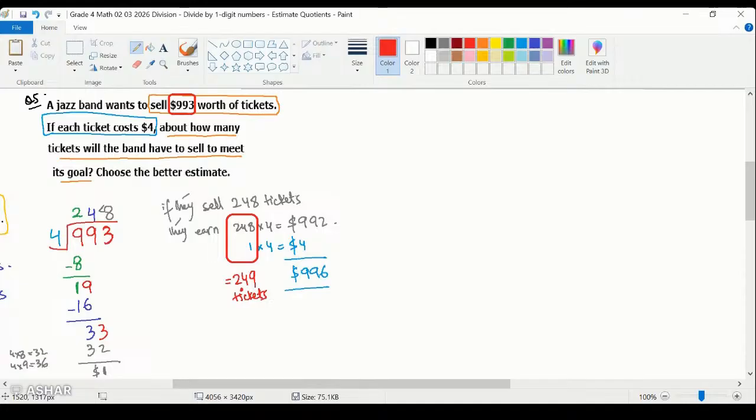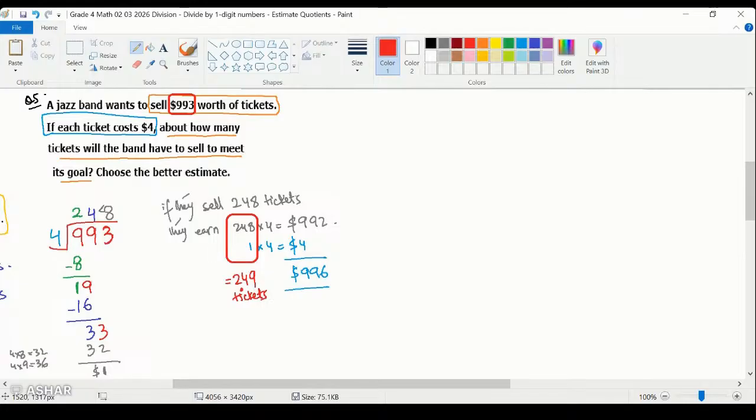Do we agree on this? If they sell 248 tickets, they will earn 992. Okay, but their target is 993. They need to earn one more dollar, but they cannot earn one more dollar, right?